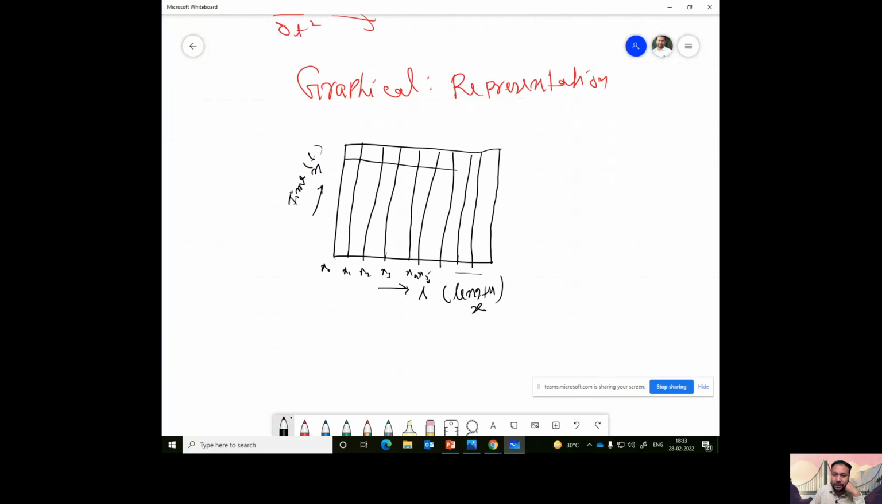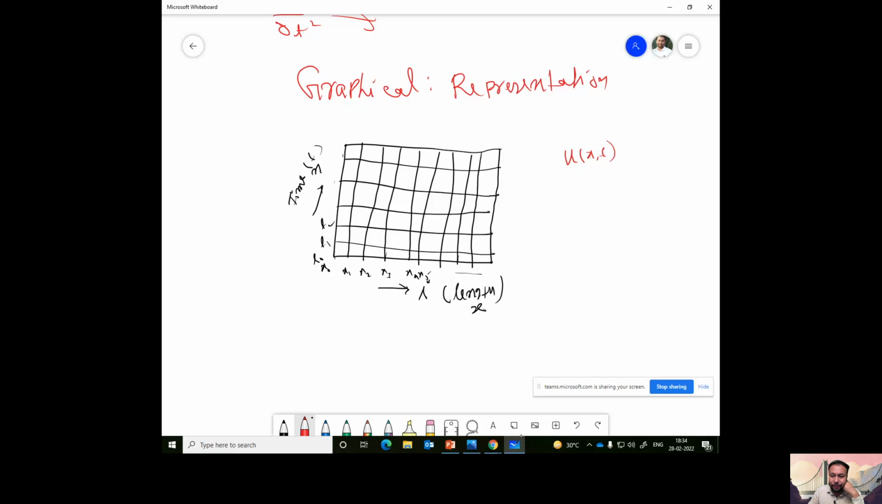Same thing if I do the discretization of the time scale like this, right? Suppose it is t0, t1, t2 up to like this. We can do the discretization. So it is represented by i and n. Suppose this u is a function of x and t, where x represents the length and t represents time.